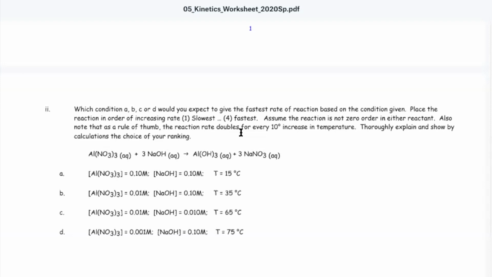So eventually you'll get to the point where you figure out which is the fastest. And then you can do the same for the rest, which is the next fastest, which is the second fastest, and then which is the slowest. So you're always going to compare 2 reactions at a time, not all 4. It'll be too much work.